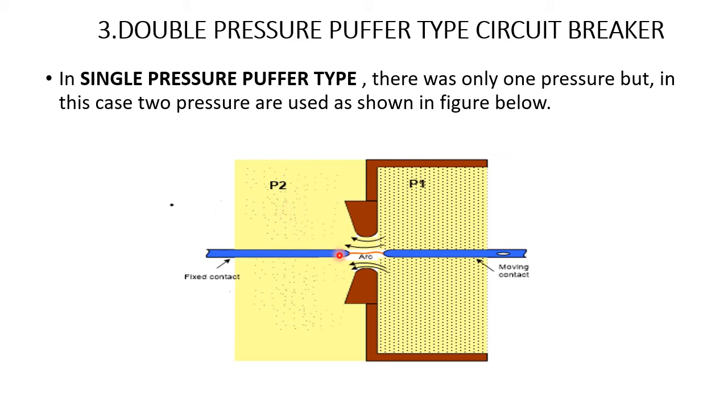During a fault in the system, the contacts start to separate and an arc will be struck, as we can see here. The gas will flow through the arc, and the nozzle will speed up the flow. Therefore, the sulfur hexafluoride gas, that is SF6 gas, will extinguish the arc. So this is the simple construction and the working of a double pressure buffer type circuit breaker.